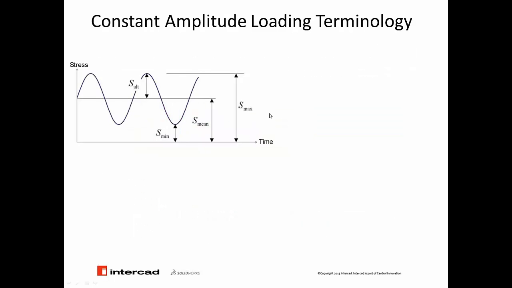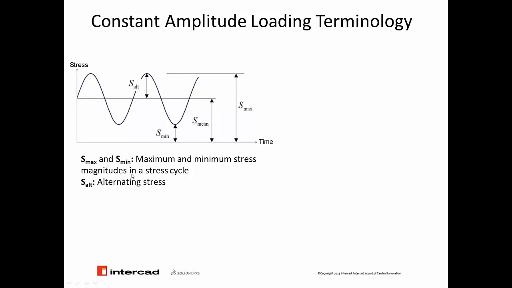Okay, now let's have a closer look at the constant amplitude loading terminology. If we have a look at this stress variation over time, we can see the first thing is Smax and Smin, which is the maximum and minimum stress magnitude in a stress cycle. We have alternating stress. We have mean stress, which is an average between maximum and minimum stress. And also we have the stress ratio, which is Smin over Smax.